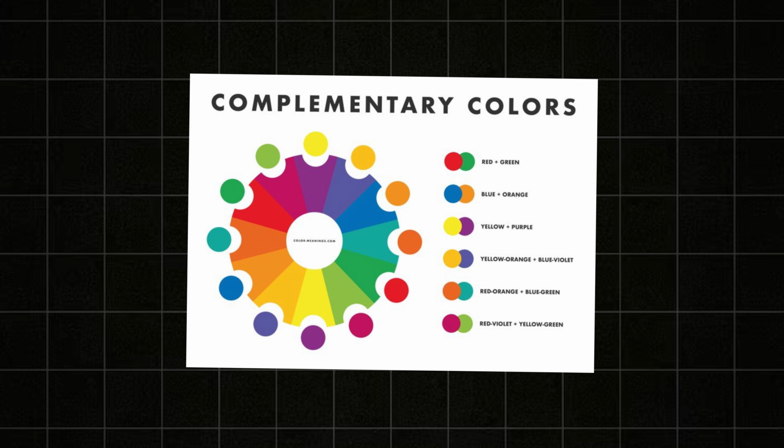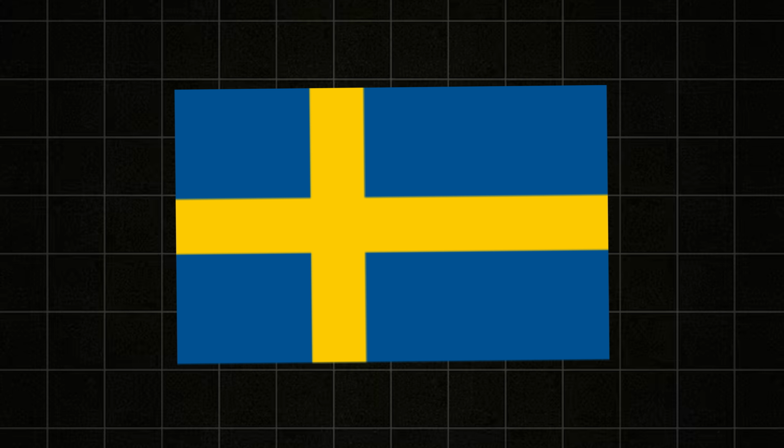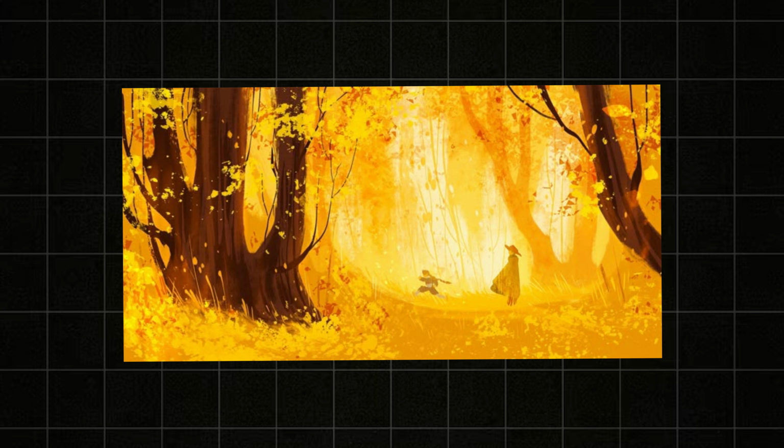Complementary colors are colors that are on opposite ends of the color wheel. You see that everywhere, even the flag of Sweden uses complementary colors. Monochromatic is one color with different shades.